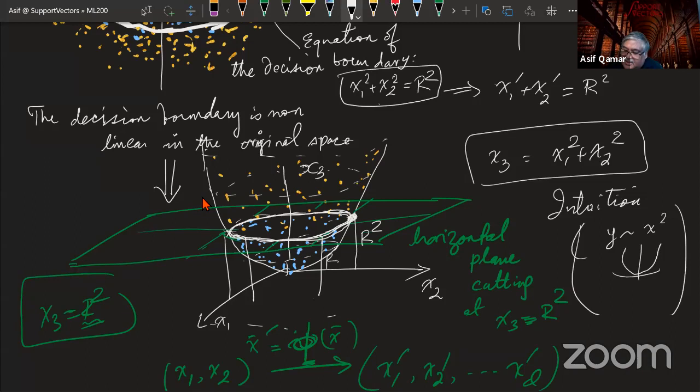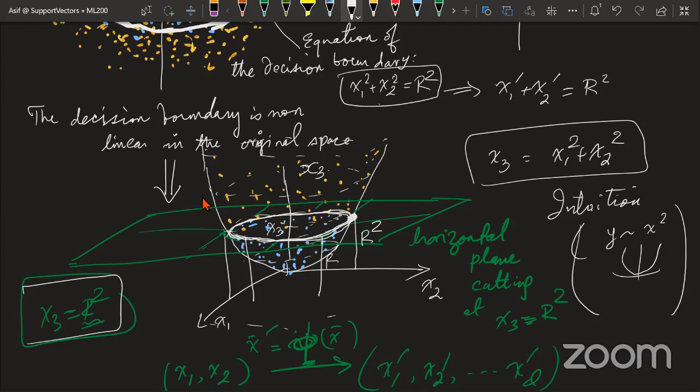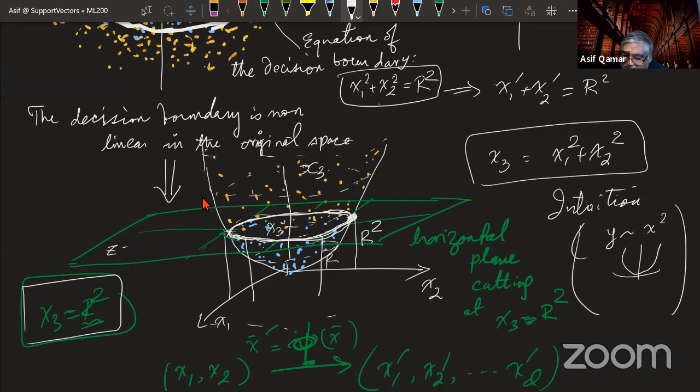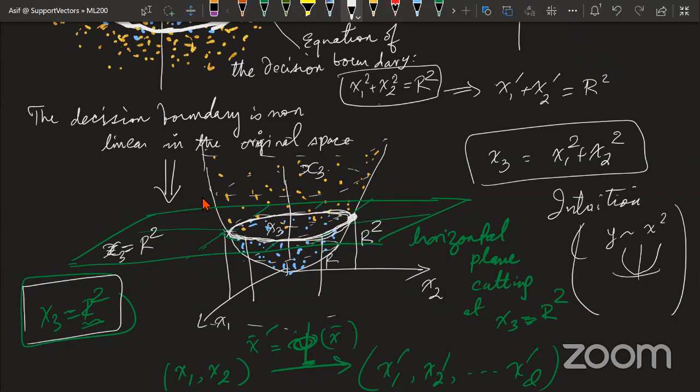Every single point here corresponds to an x3 value, right? We are saying x3 is r squared, which means this plane, what does this plane represent? This plane represents x3 is equal to r squared, a constant, right? So just think about this. It's a horizontal plane, isn't it?